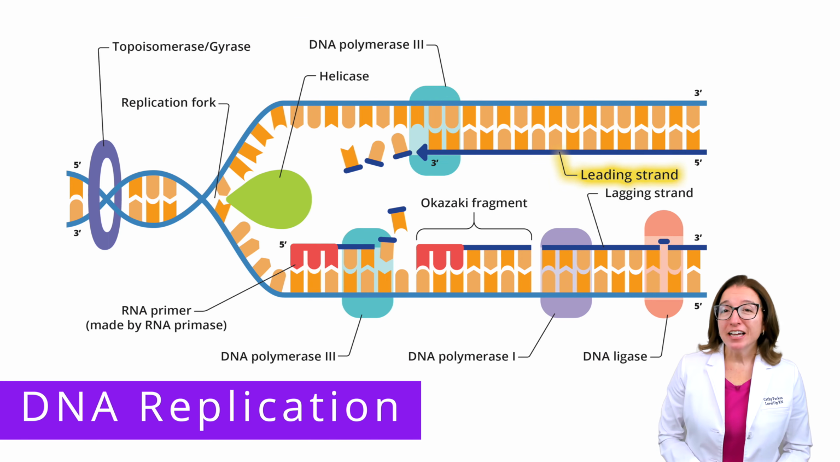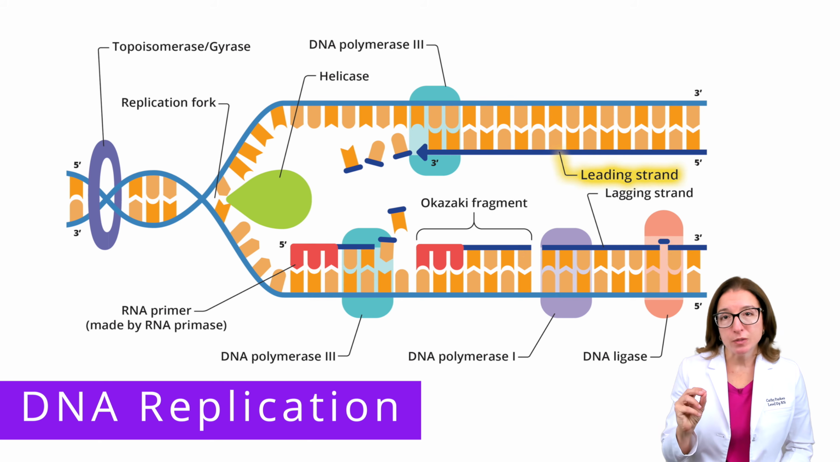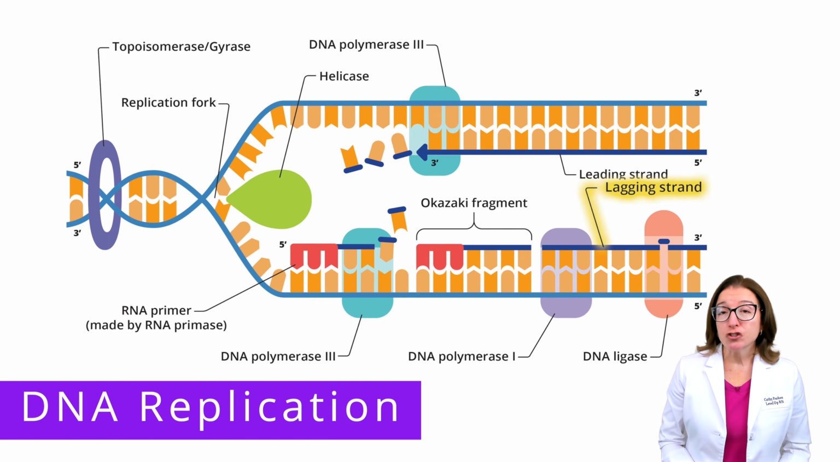The leading strand at the top of the image only requires one RNA primer and is synthesized continuously. The lagging strand at the bottom of the image, however, is synthesized discontinuously in short segments called Okazaki fragments. Each of these fragments must start with its own RNA primer.